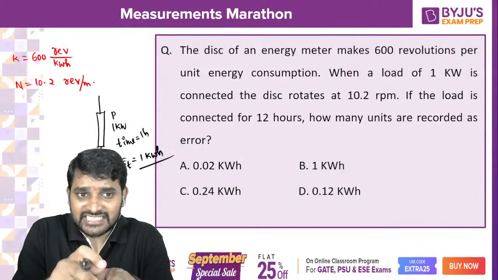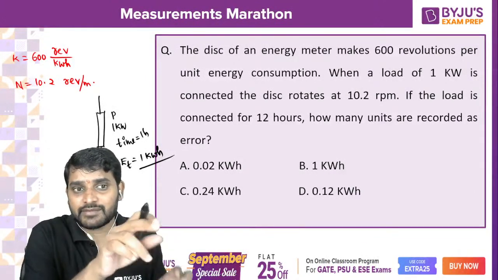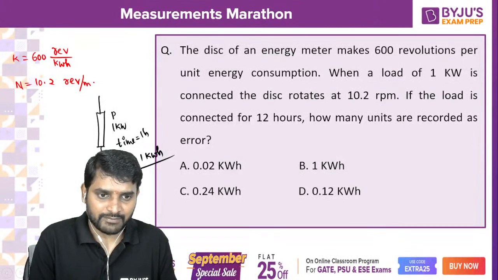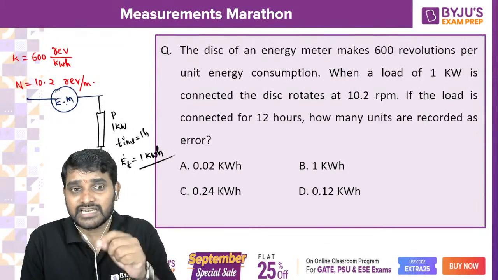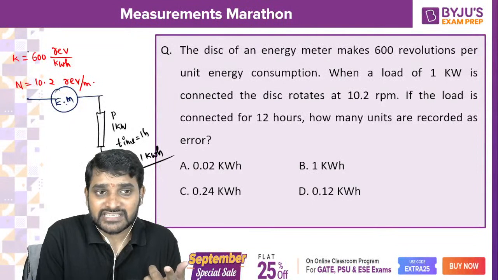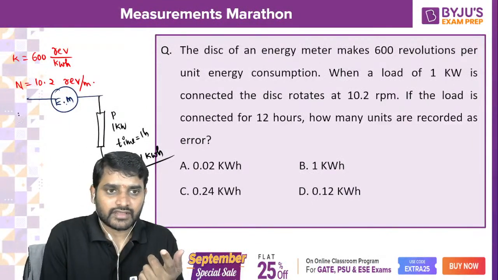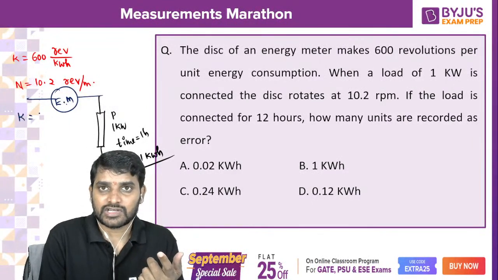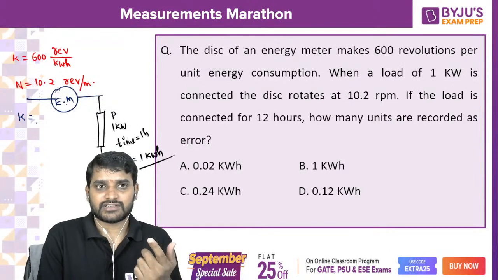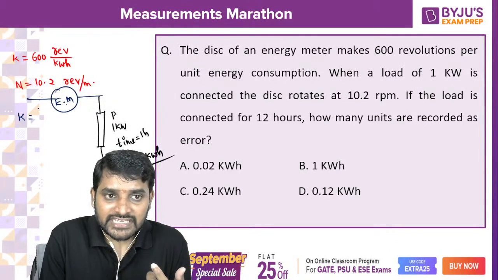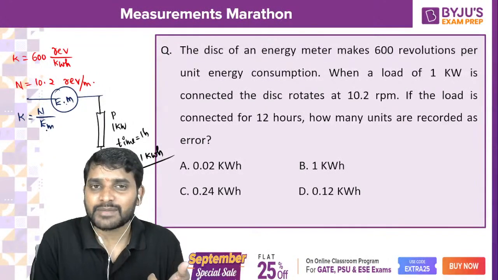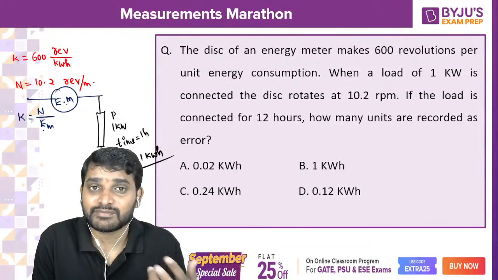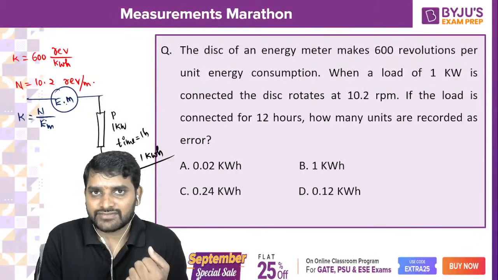Now to measure this energy, I am placing a meter. This is my energy meter. This energy meter has to indicate this one. Let's check now. This energy meter has a meter constant K equal to 600 revolutions per kilowatt hour. That means K is equal to N divided by the measured energy, where P into time is nothing but the energy. So I have to calculate this measured energy.